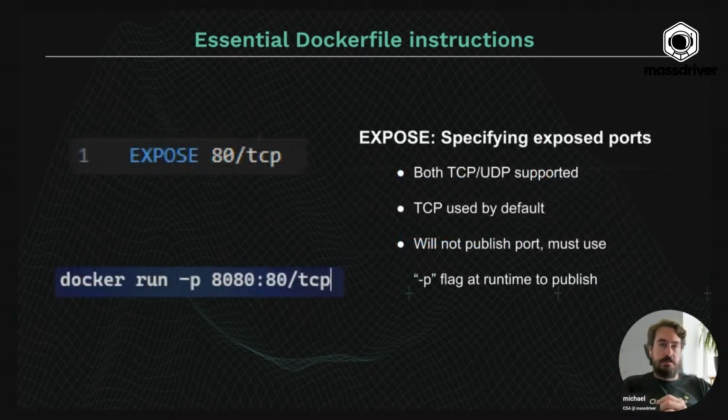Specifying exposed ports. The EXPOSE instruction informs Docker that the container will listen on specified network ports at runtime. Both TCP and UDP are supported, with TCP being the default protocol. However, EXPOSE doesn't actually make the port accessible externally. It serves as documentation to signal which ports should be opened. To make ports accessible, you need to explicitly publish them using the -p flag with the docker run command.